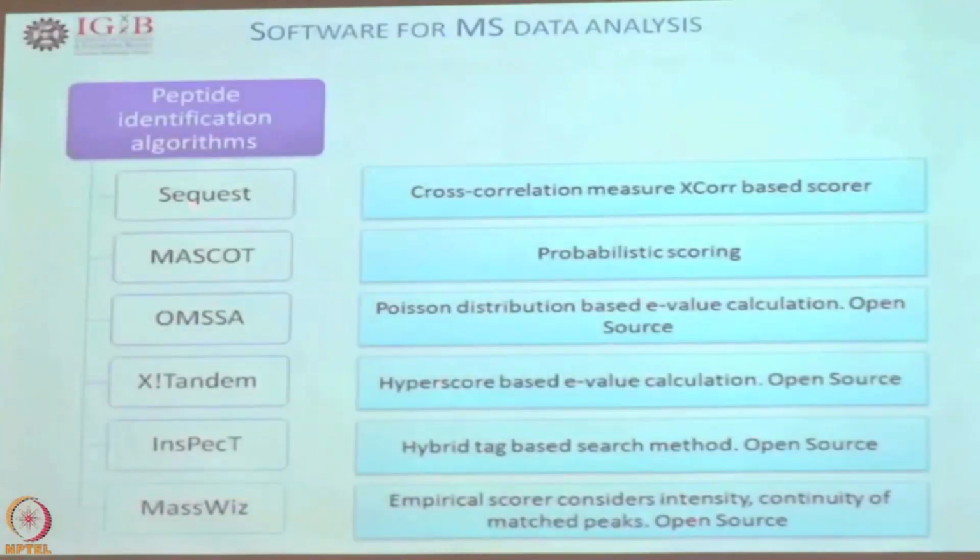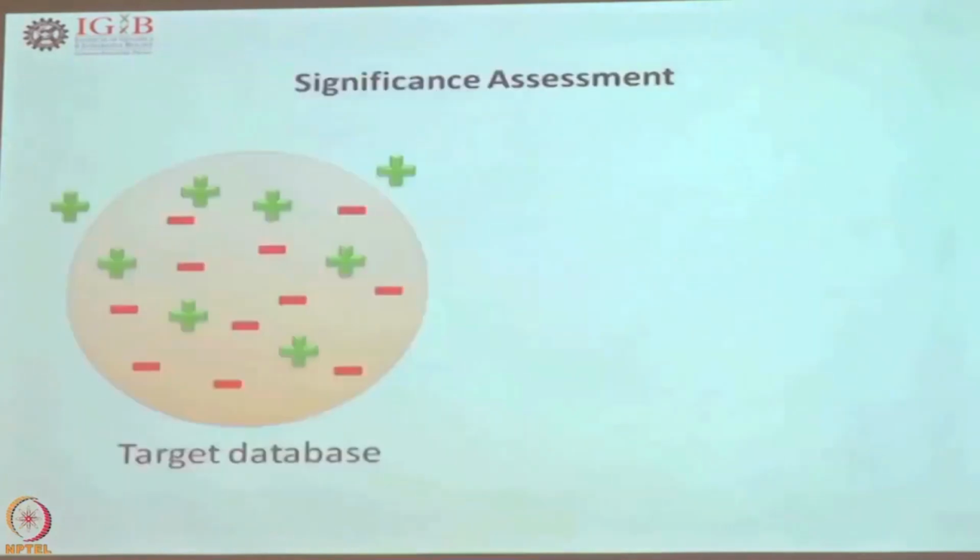To do this, there are many search engines available, most of which you are familiar with. MassWiz was developed in my lab, and all the others are also available in the domain, and you may have come across many more. What they do is give us a lot of peptides that are identified with a score, but some of them are positive and some of them are negative.